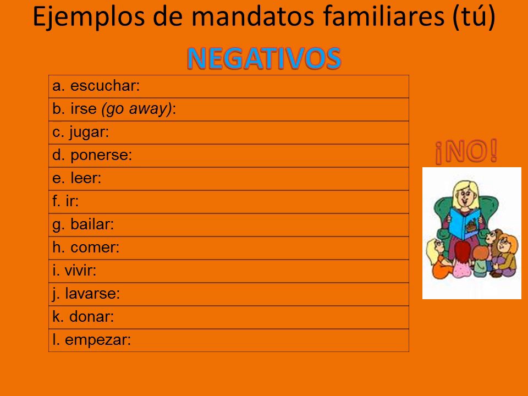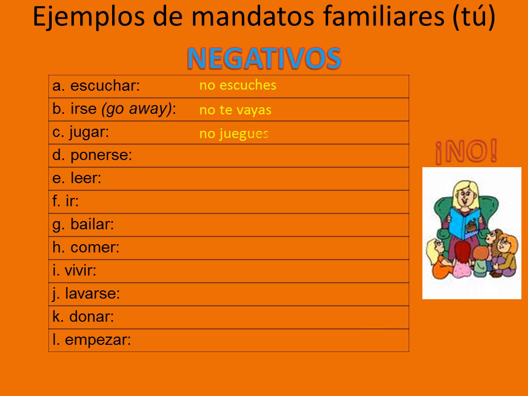Okay, aquí vamos. No escuches. So we conjugated it to the yo form, dropped the O, and added the opposite verb ending. No te vayas. Don't leave. So we took the te and we put it in front of the verb. We went to the irregular vaya in the tú form and we added the s.